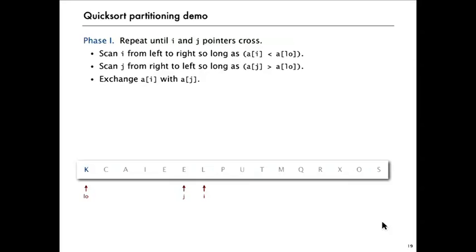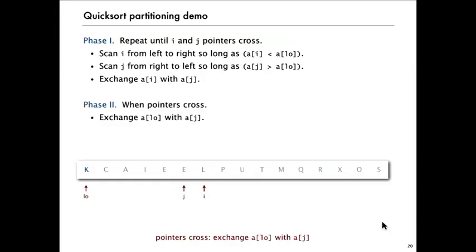It's everything that's not greater than K, so we can just exchange J with our partitioning element, and now we've achieved the goal of partitioning the array so that A of J is in its position, nobody to the left is greater, nobody to the right is less.